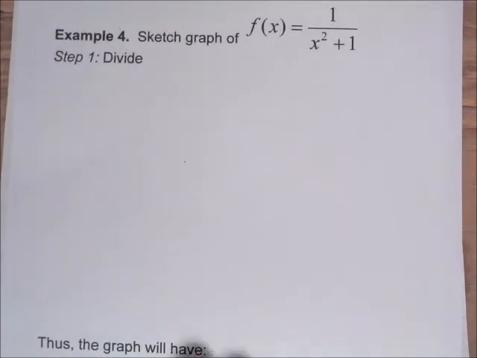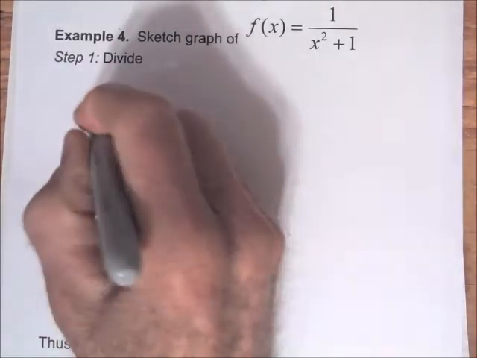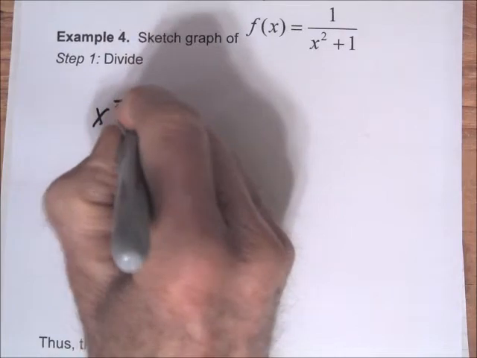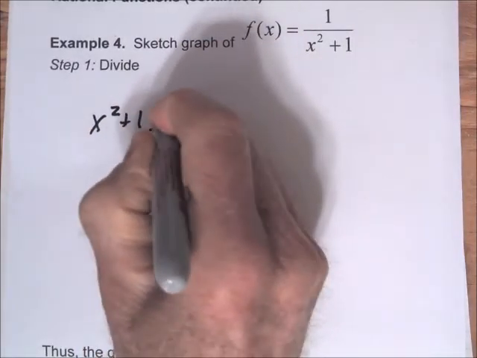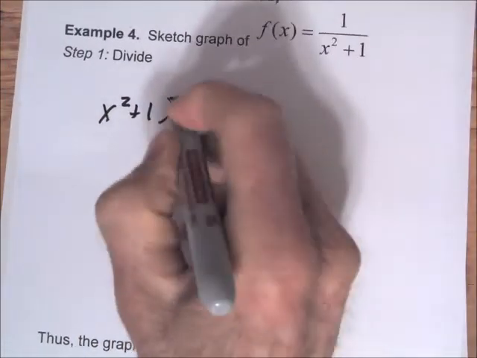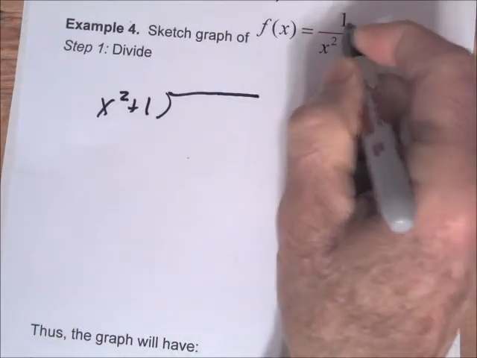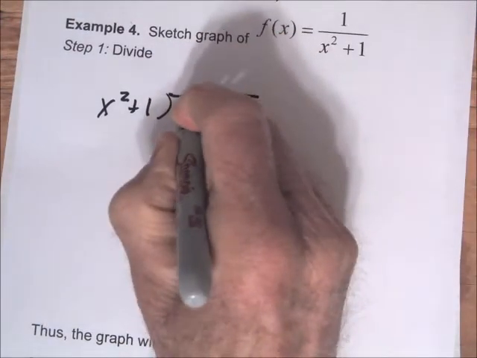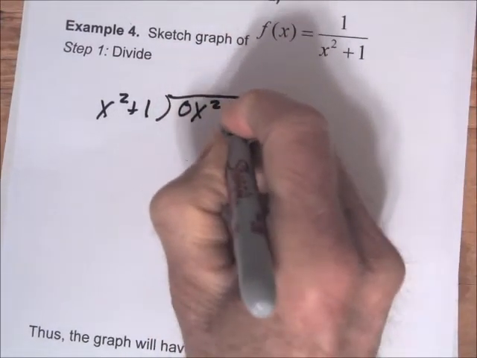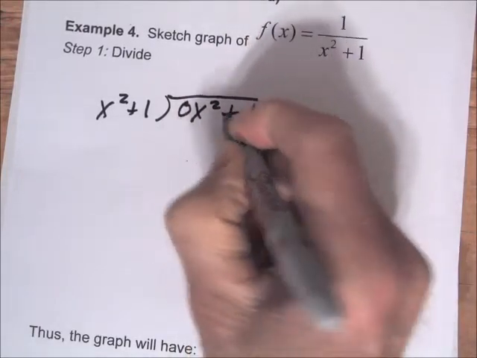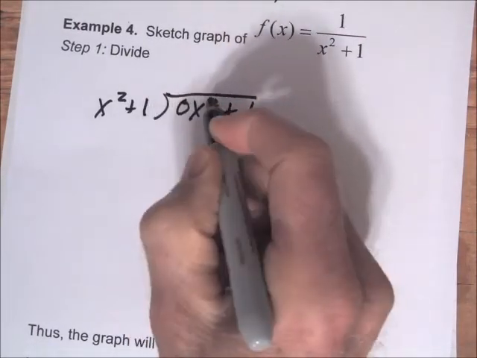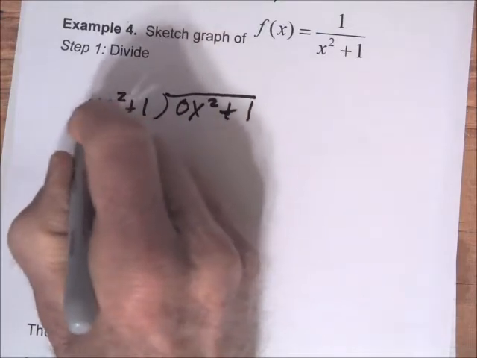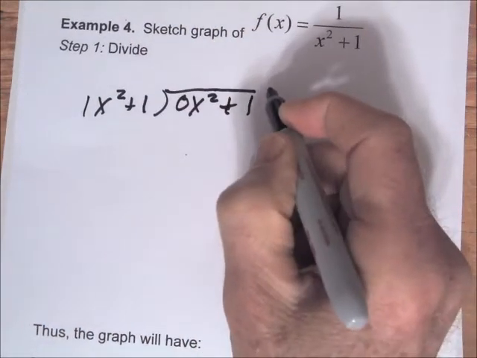F of x equal 1 over x squared plus 1. Another example here. This one we almost don't need to divide, but I'll divide anyway. With this, the numerator does not have an x squared term, so we can put 0 for a placeholder. And divide the highest power of x by the highest power of x. If we want, we can put a 1 here, 1x squared.